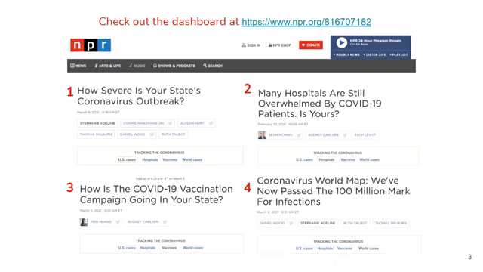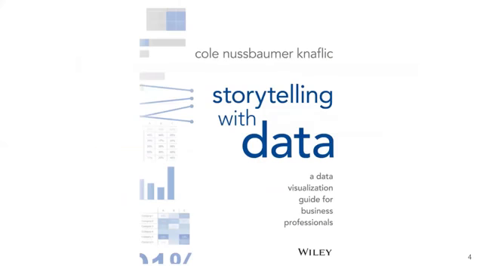Here's an overview of the 4 different components of the dashboard that help to tell the story of how the COVID-19 pandemic is impacting the USA. The story begins by looking at the severity of COVID at a state level, then at the number of hospitals being overwhelmed, followed by vaccination rates by state, and finally exploring the current spread of COVID around the world. And throughout the presentation, we will be relying on Cole, Nussbaumer, and Knaflich's book, Storytelling with Data, to help structure our analysis of the visualizations.